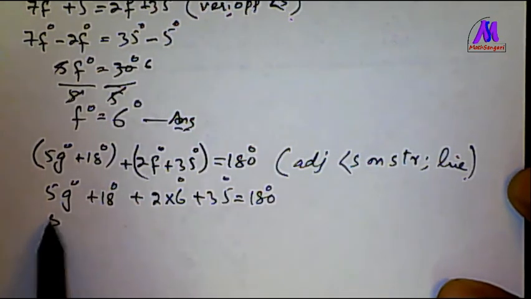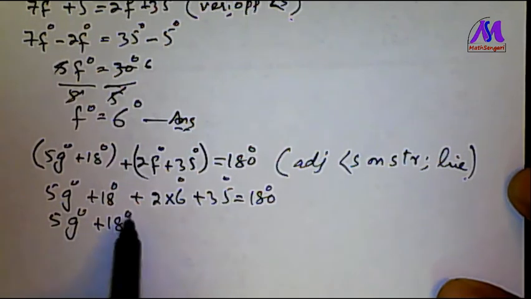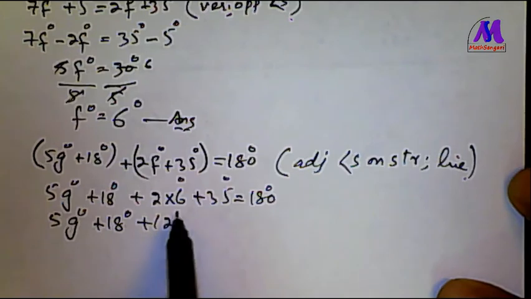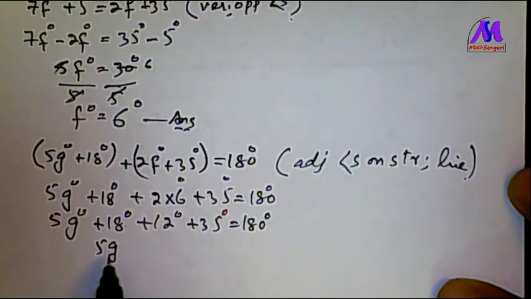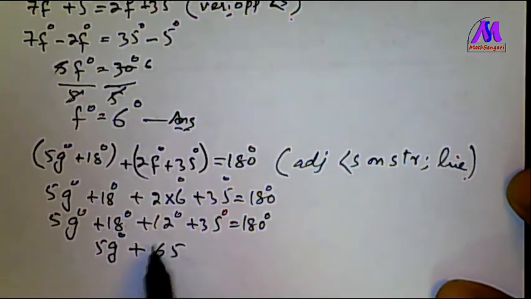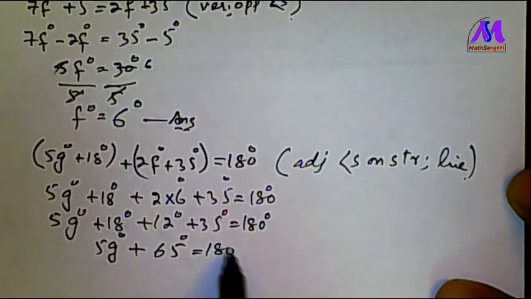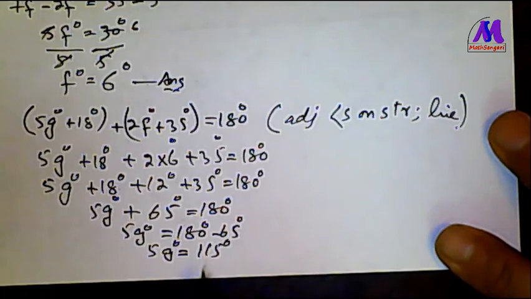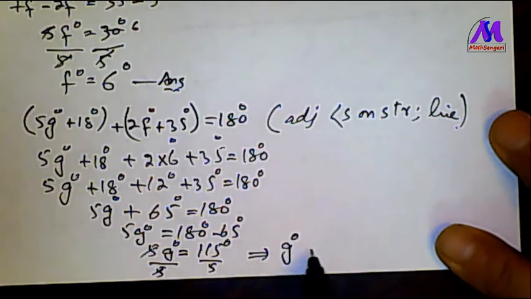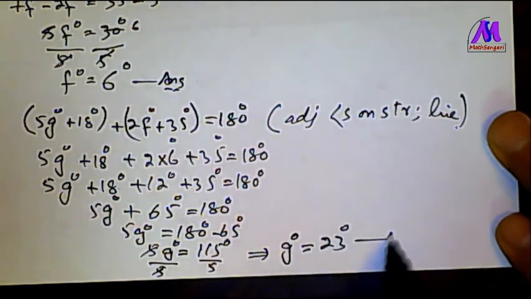So it will become 5g degrees plus 18 degrees plus 12 degrees plus 35 degrees will be equal to 180 degrees. So 5g degrees plus 65 degrees will be equal to 180 degrees, and 5g degrees will be equal to 180 degrees minus 65 degrees, and from here 5g degrees will be equal to 115 degrees. So dividing both sides by 5, the value of g will be equal to 23 degrees. That will be the answer.